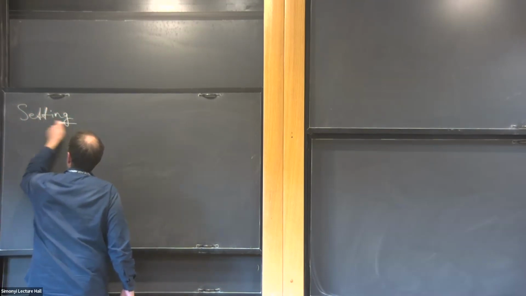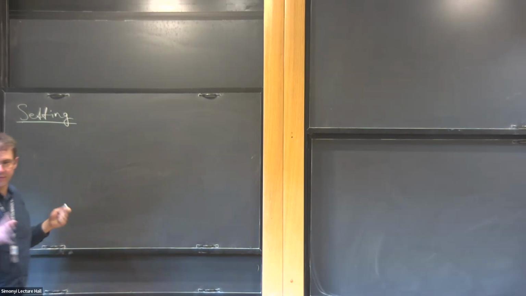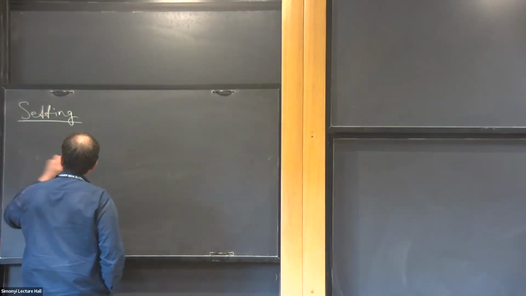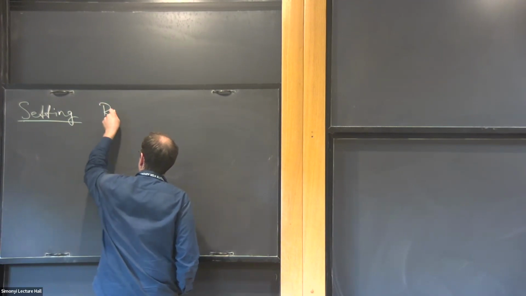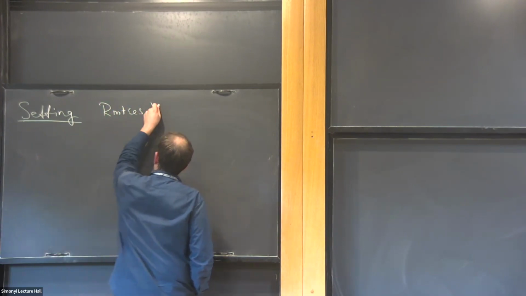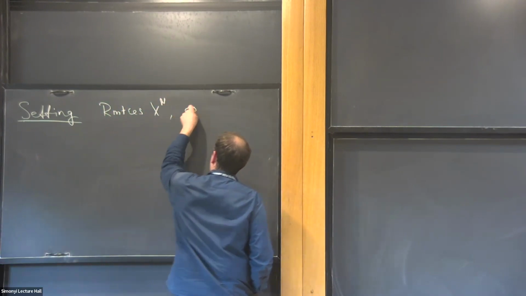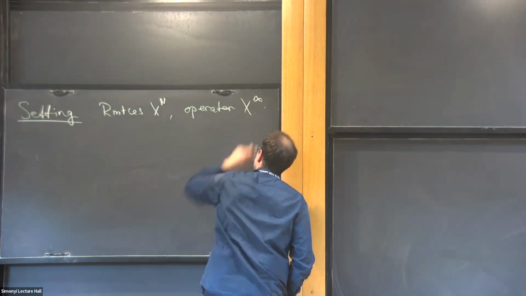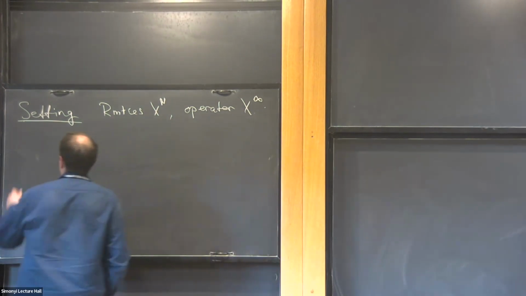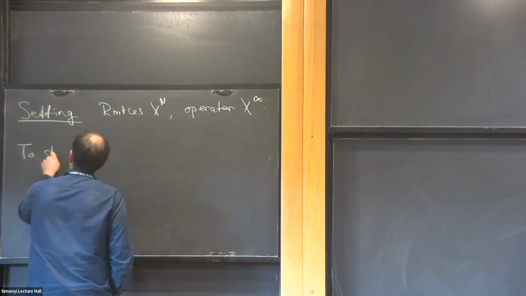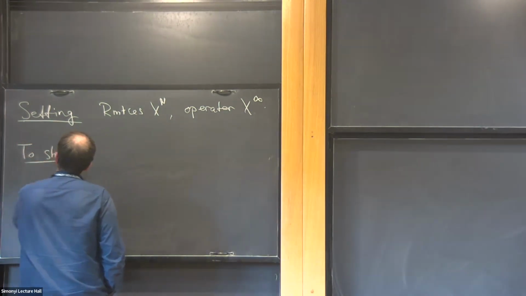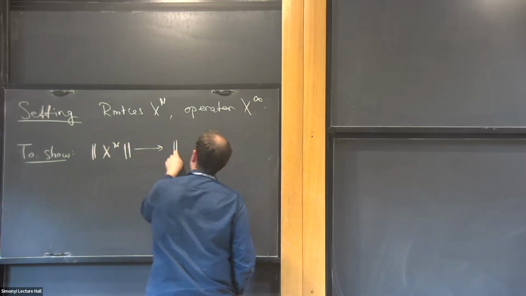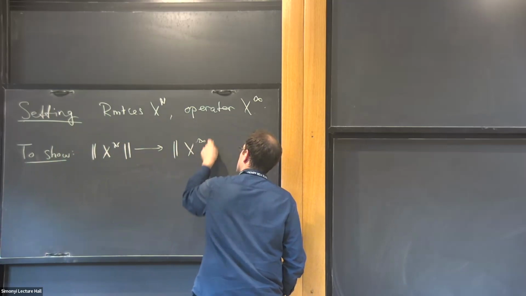In fact, the method has nothing to do with the permutations or random graphs, so let's fix some kind of general random matrix setting. So we take some random matrices X_n, some infinite operator X, say X_infinity, if you will. And what we want to show is that the norm of X_n converges to the norm of this infinite dimensional operator.